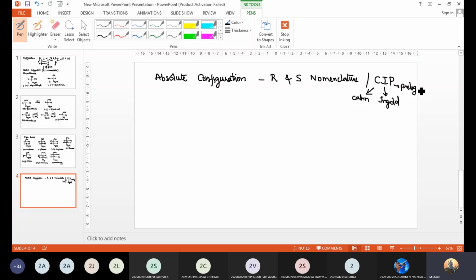So shall we see how you have to assign the priorities for the groups attached to the asymmetric carbon. So there are 5 rules. Remember that the molecule should be in the Fischer projection only. Then only you can assign R and S configuration. Now, let's draw this and I will try to explain.